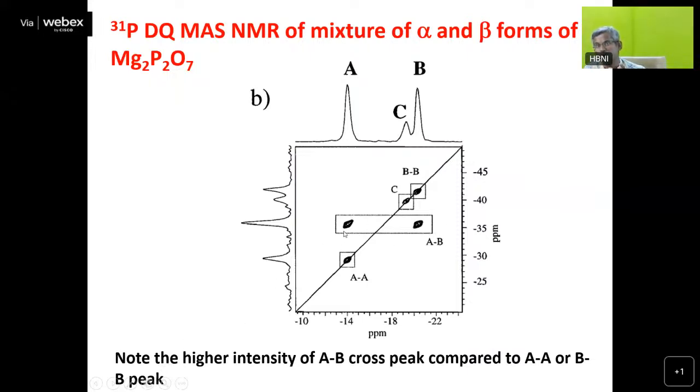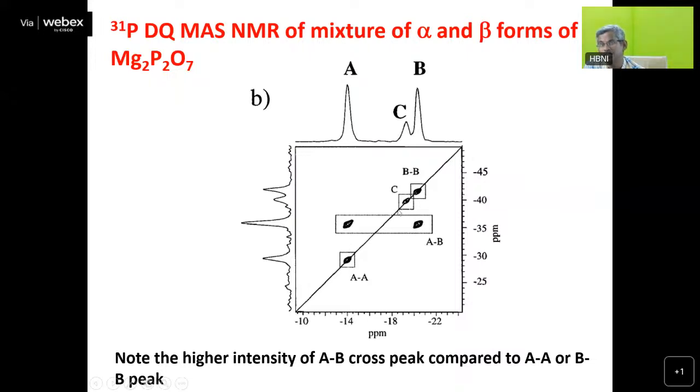You know, cross peaks are off-diagonal peaks, not diagonal peaks. You see, their area is higher compared to this peak. What does it mean? This means that there is a magnetization exchange taking place between A and B. A to A here, A to B here, B to A here, and their chemical shifts are also nearly equal.